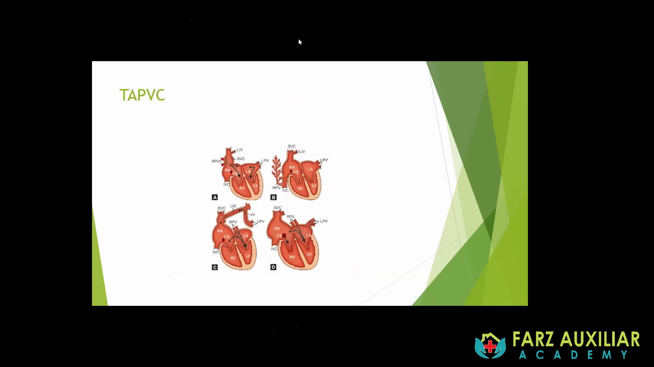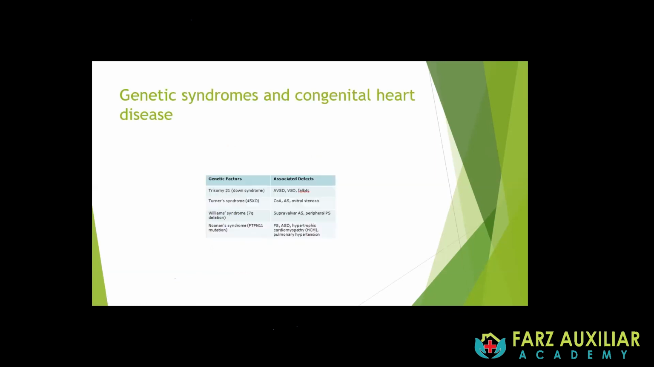Total anomalous pulmonary venous drainage. So the pulmonary veins, rather than going to the left, are coming to the right. So all the good blood is now coming to the right. So how will the left side get blood? There has to be a hole. So there's mixing right from the beginning for survival. So there's neonatal cyanosis.